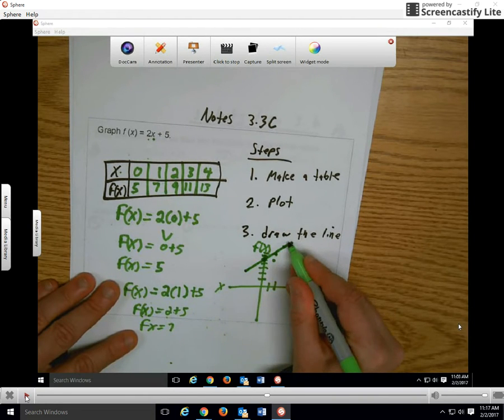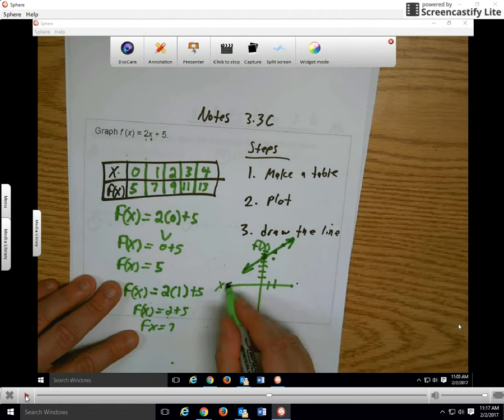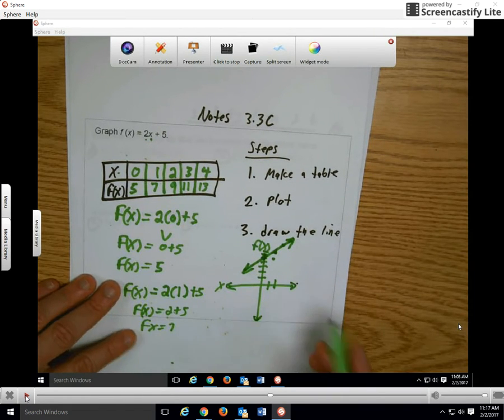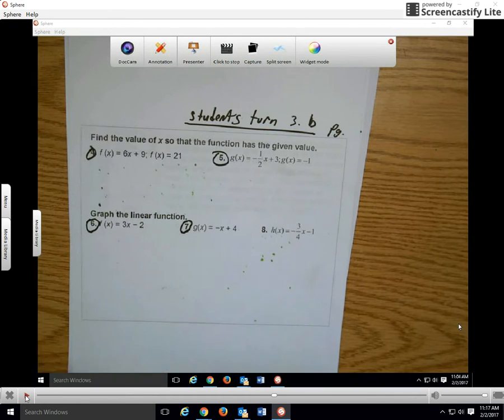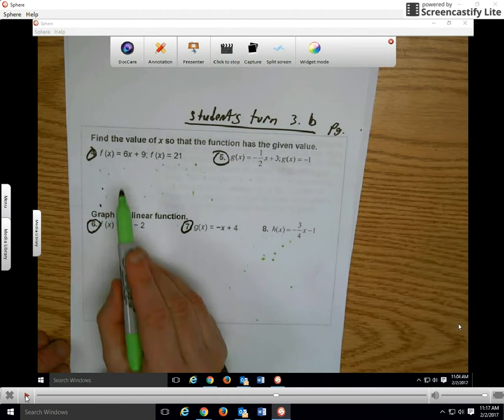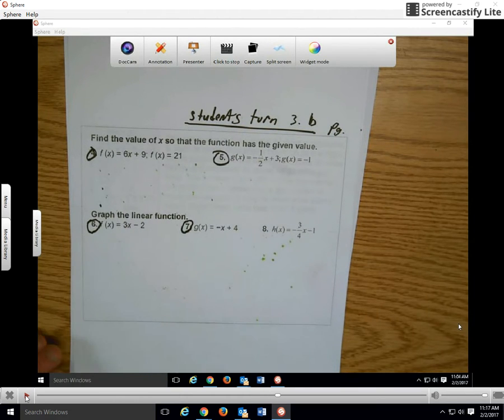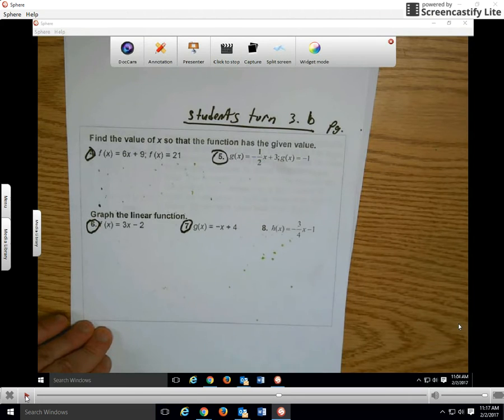Just draw a line connecting these points and draw a continuous line through them. So that's how you would do it through graphing function notation. Okay, it's your turn to try it. I want you to try 4, 5, and 6. Remember to look back in the video if you need to.